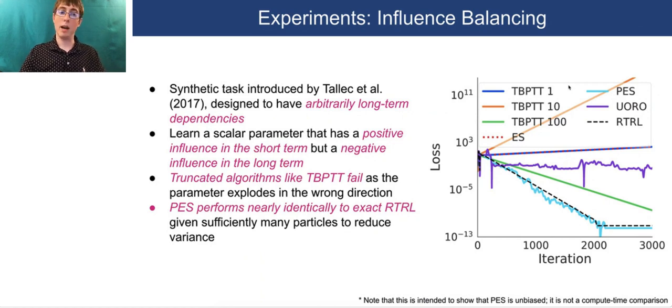And this task was specifically designed such that truncated algorithms like truncated backprop through time will fail because the parameter will explode in the wrong direction. And we can see on the right that if we do apply truncated backprop through time with truncations of length 1 and 10, the parameter indeed is adapted in the wrong direction and the loss actually increases. Whereas if we use truncated backprop through time with truncation length 100, the parameter moves in the right direction and decreases the loss. We see that evolution strategies, vanilla ES, moves in basically identical fashion to truncated backprop through time, given the same unroll length, while PES in cyan performs very similarly to exact RTRL, which is the dashed black line, which is ideal in this situation.